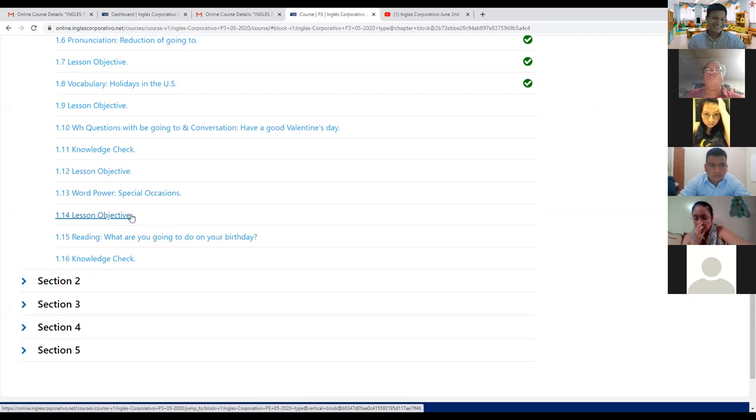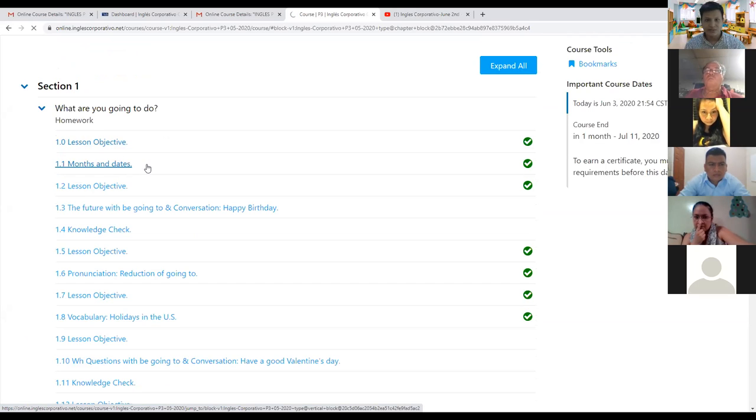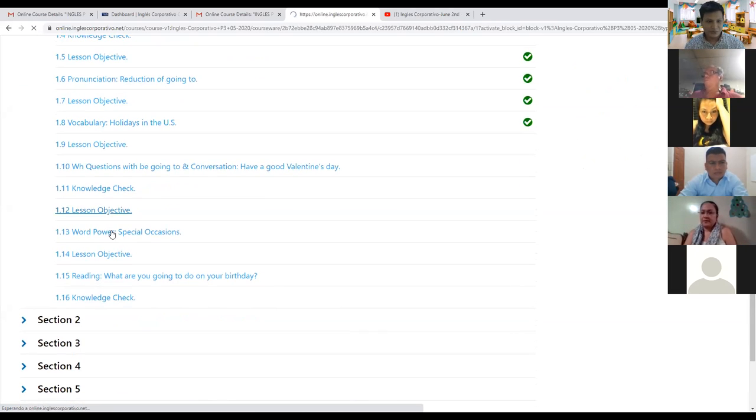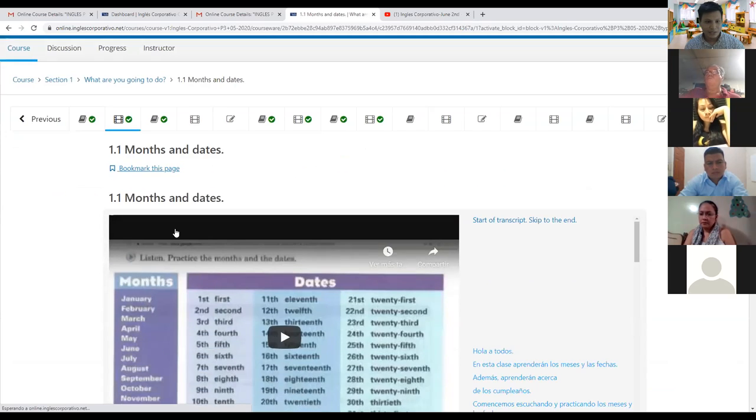No se sorprenden, esto es algo sencillo. No quiero que se vayan a sentir así. Okay, if you see, la mayoría son lesson objectives. Lesson objectives solo tienen el objetivo, así que no se preocupen. Este montón se reduce a la mitad, ¿sí? Eso es todo lo que tiene. You only check the objectives, then you click on the next button.